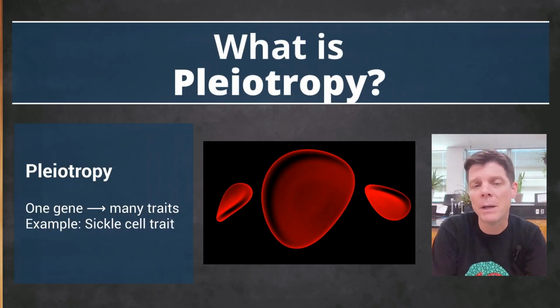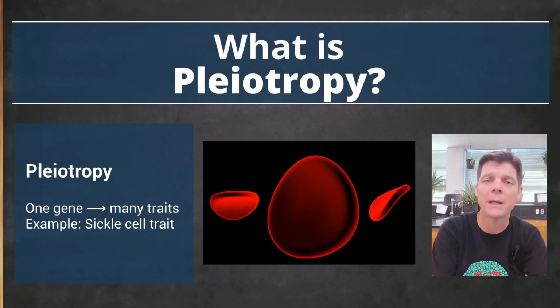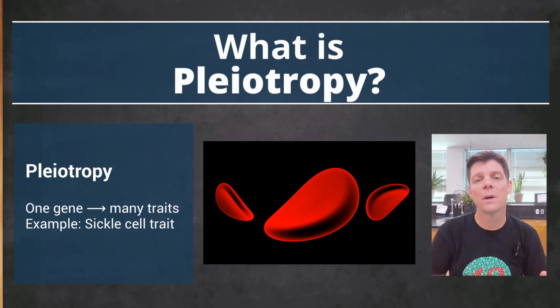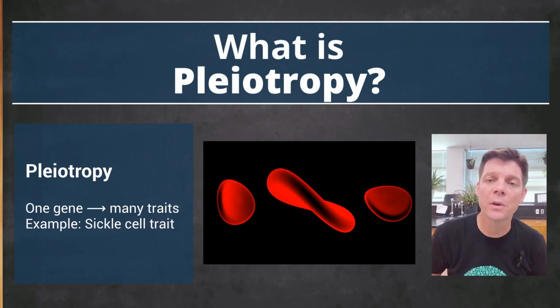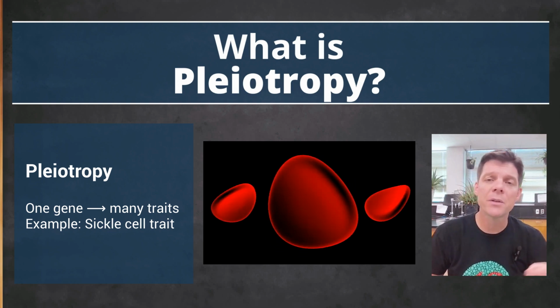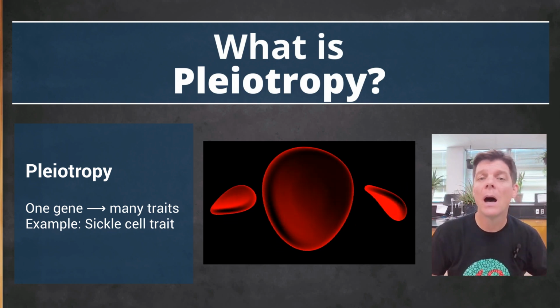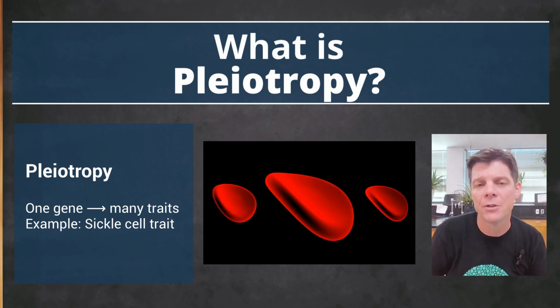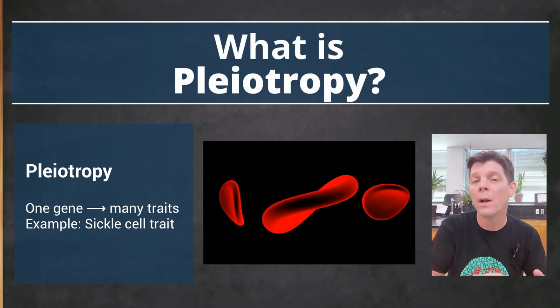Another example of non-Mendelian inheritance is pleiotropy. This is when one gene influences multiple traits. For example, the gene responsible for sickle cell trait affects not only the shape of red blood cells, but also resistance to malaria, oxygen transport efficiency, and even risks for organ damage. In this case, we see that one gene can have many effects.